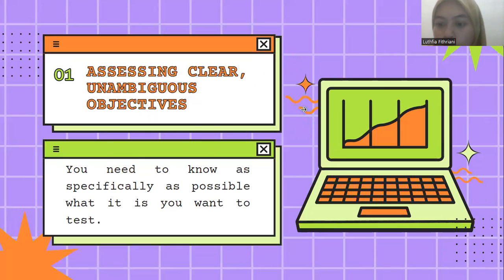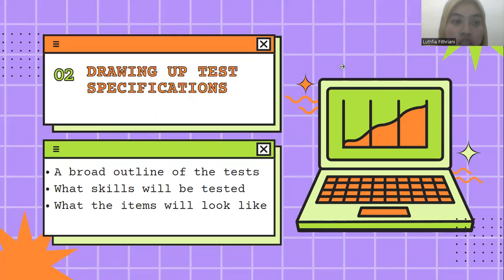In addition to knowing the purpose of the test you are creating, you need to know as specifically as possible what it is you want to test. You can do this by examining the objectives for the unit you are testing. The second is drawing up test specifications. The specification includes a broad outline of the test, what skills will be tested, and what the items will look like.